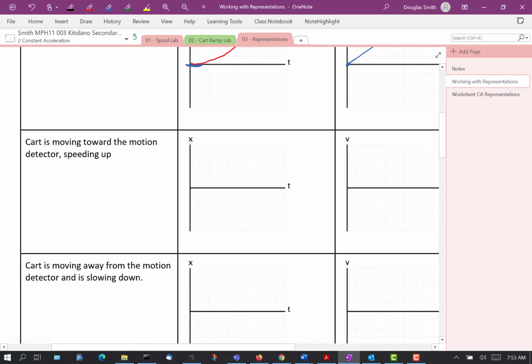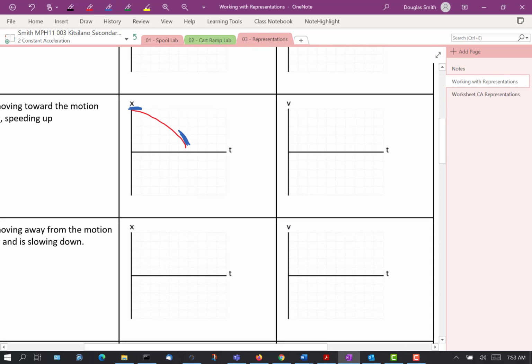Okay, let's suppose the cart is moving towards the motion sensor, speeding up. That means it's going to start with a low slope and end with a steep slope, but it's kind of working backwards. So that one will look like this. It's coming towards the motion sensor. And the velocity starts with maybe zero velocity, but ends with a steep velocity, but it's negative. So this graph will look like this. Starts at zero velocity, ends with a big velocity, but it's negative. So this is a motion moving backwards.